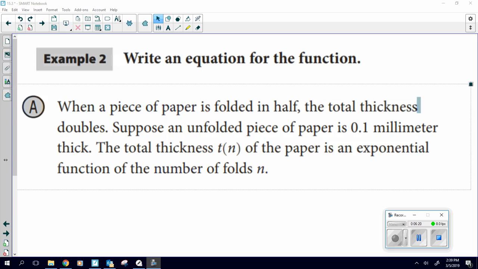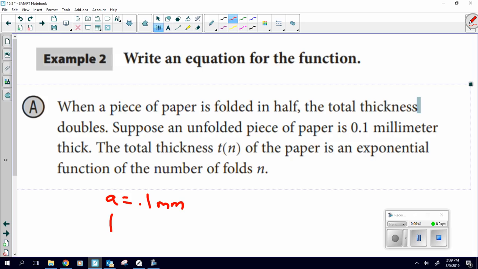All right, so it says when a piece of paper is folded in half, the total thickness doubles. All right. Now we have a starting point of A. It says suppose an unfolded piece of paper is 1/10 of a millimeter thick. So that's our A. So A is equal to 1/10 of a millimeter. Okay. Now our B is going to be... doubles. The total thickness doubles. So our B is going to be 2, and x or n is going to be the number of folds.